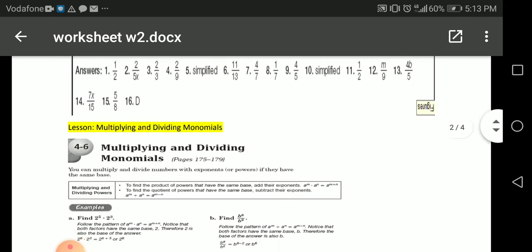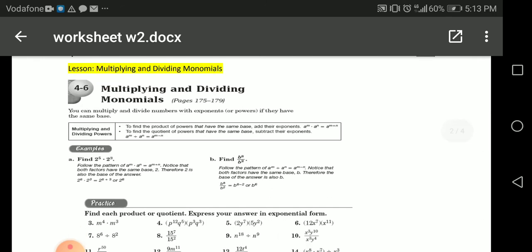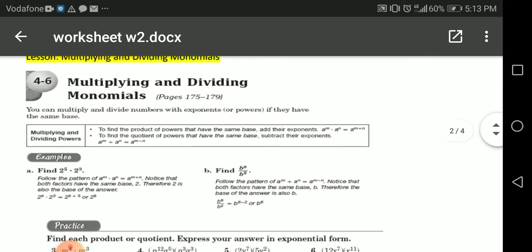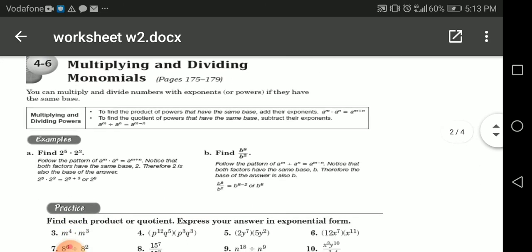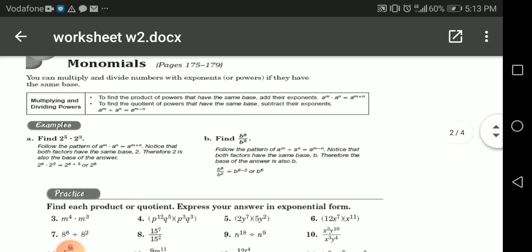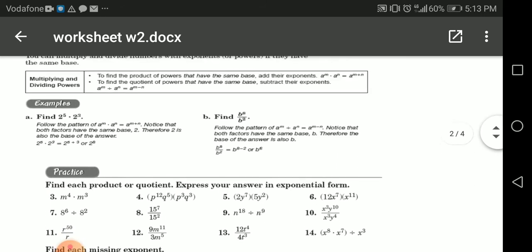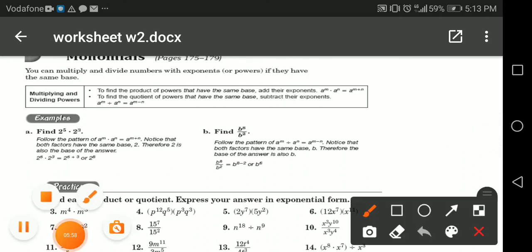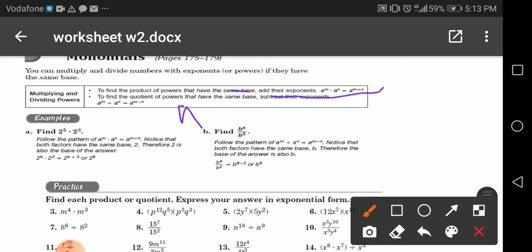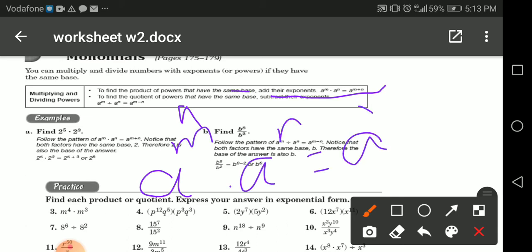Okay, guys, let's see the lesson of multiplying and dividing monomials. As you see, we have talked about monomials before, and it would be very easy for you today when we answer them. To divide, as you see, this is the rule. This box is also the rule of every lesson. To find the product of powers that have the same base, add their exponents. As I told you, if I have a to the m and a to the n, it would be a to the m plus n.